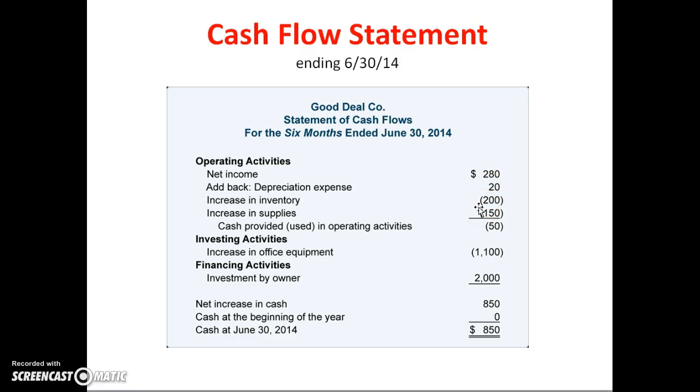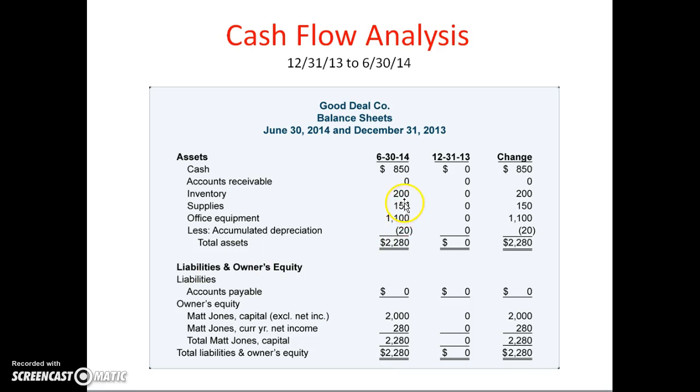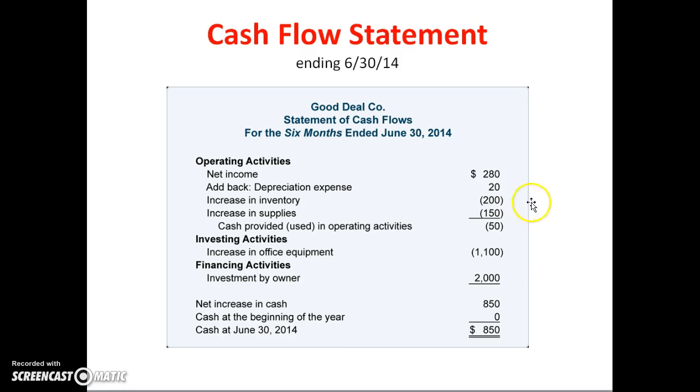We're also going to subtract the $200 in inventory as well as the $150 in supplies. Those items are over here on the balance sheet and reflected here as an asset being held. Since the money was spent in this period, we have to reflect that the money was spent on the cash flow statement, even though it's sitting as an asset on the balance sheet.